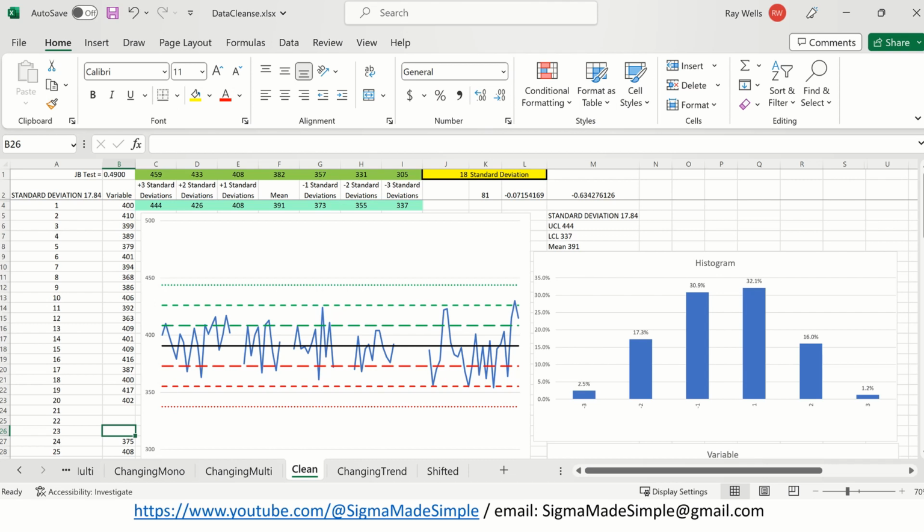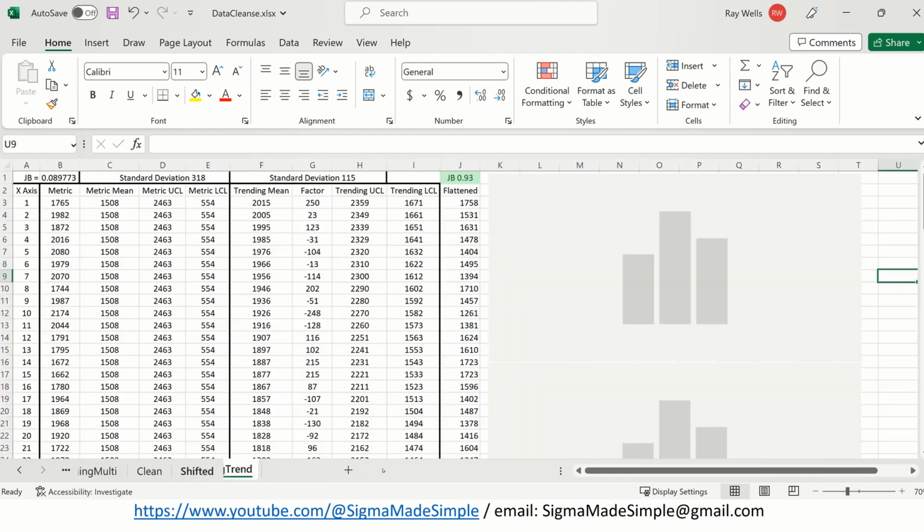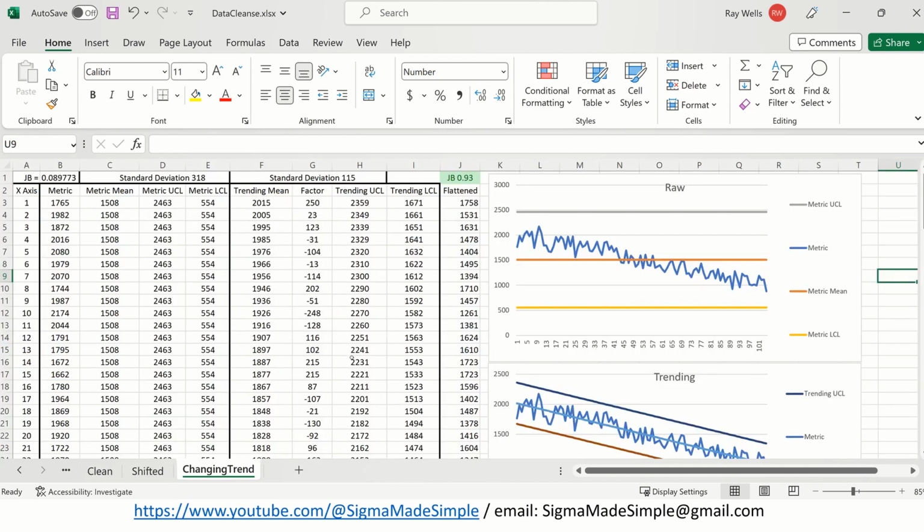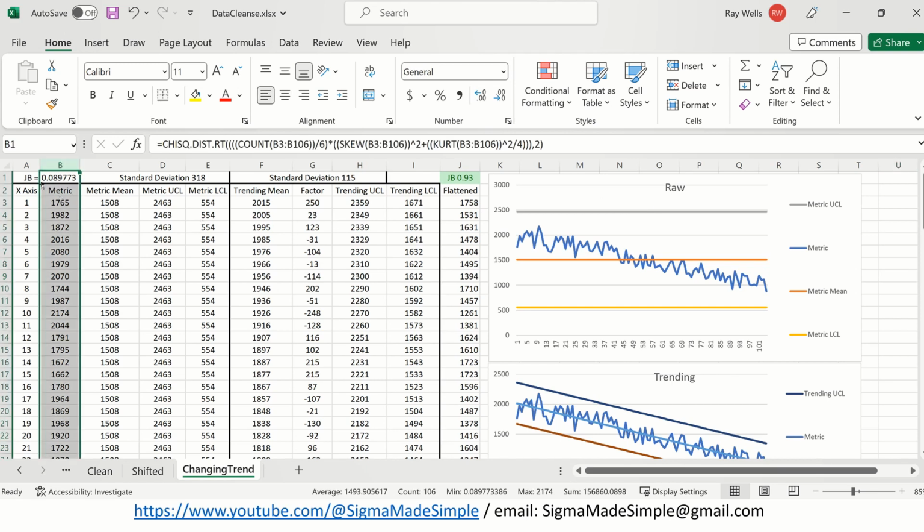So I am going to go to the next slide, or actually, we're going to go to the changing trend tab. Now, column B is our metric, it's our data, okay? And it has a trend because you can see it over here. So here's column B, and our normality test is 0.89.